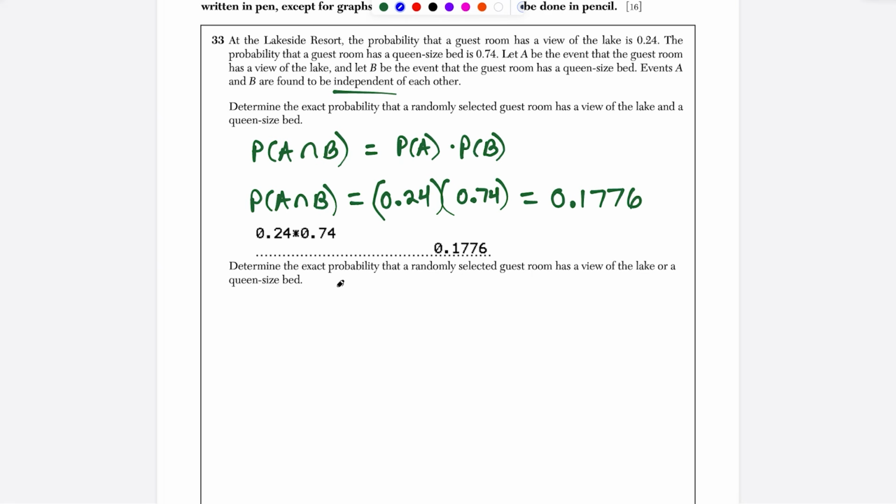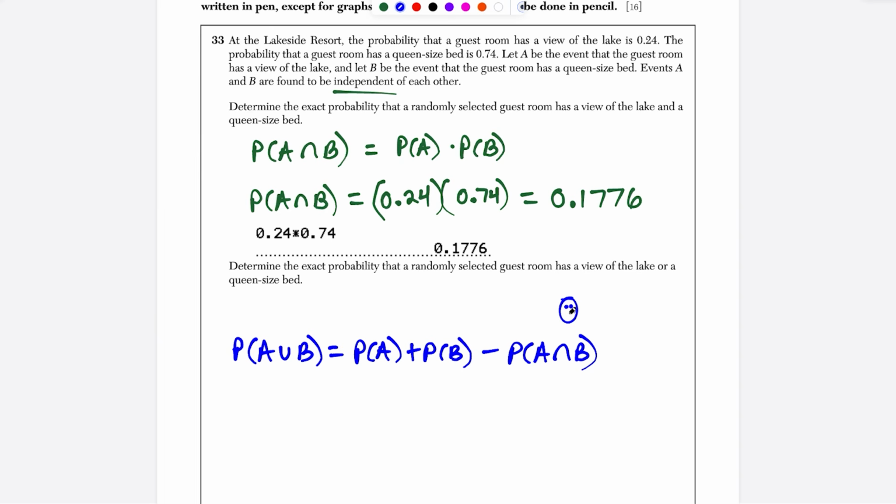For the next part, we're going to determine the exact probability that a randomly selected guest room has a view of the lake or a queen-size bed. So for this one, we're finding the probability of A or B occurring. And for this, we're going to do the probability of A plus the probability of B. But we have to be careful to subtract the probability of A and B occurring. The concept behind this is, if you think about a Venn diagram, which I'm going to label A and B, when I do the probability of A plus the probability of B, the overlapping region gets added twice.